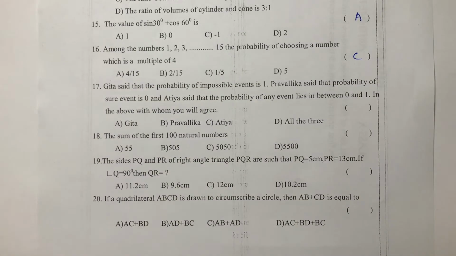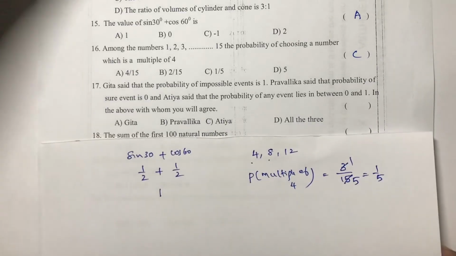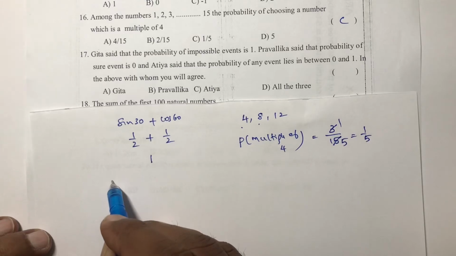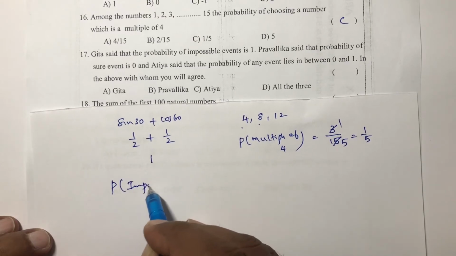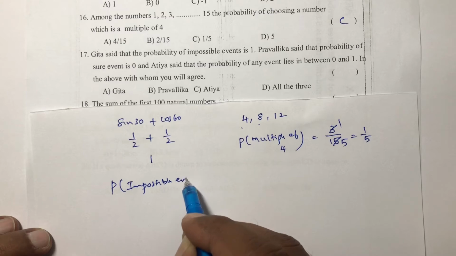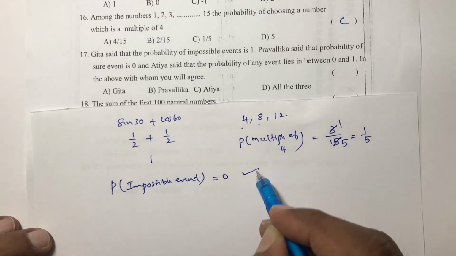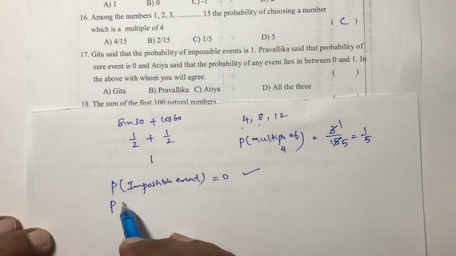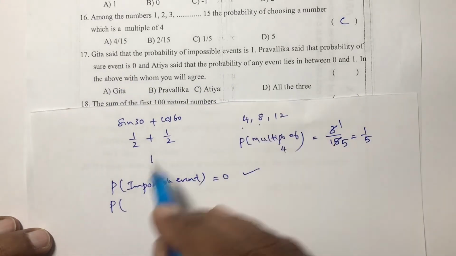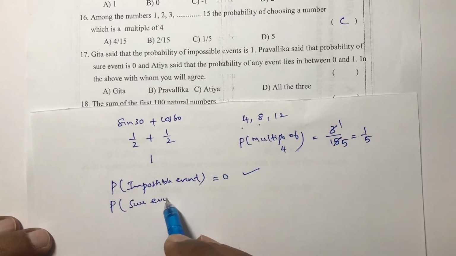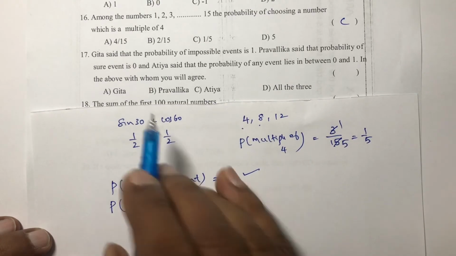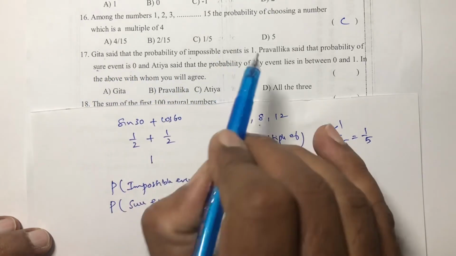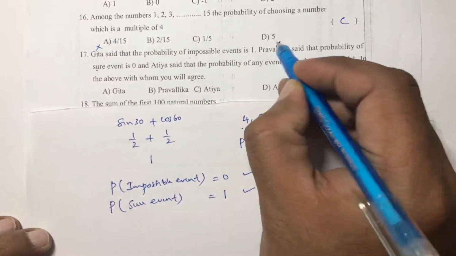Next question. Geeta said the probability of an impossible event is 1. See, the probability of an impossible event is 0. But Geeta is telling the probability of an impossible event is 1. Next, the probability of a sure event is 0, Pravalika is telling. The probability of a sure event is 1, but Pravalika is telling 0. So what Geeta told is wrong. What Pravalika told is also wrong.